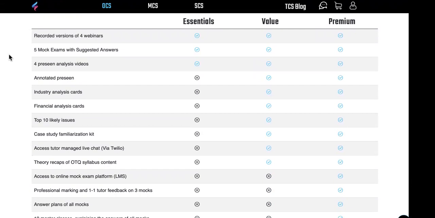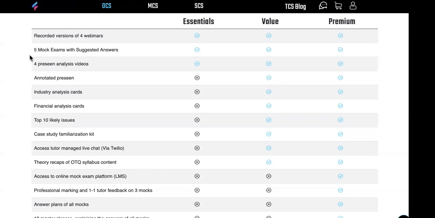So if you are a student who is coming through the CIMA general route, that means that you have done your OTQ exams pertaining to P1, F1, and E1. And if you had aced your OTQ exams, if you have gotten really good marks without failing any of them, then this is all you need to have access to in order to pass your OCS exam. Because you know your theory, if you go through the 4 pre-scene analysis videos, you'd have an in-depth understanding about the pre-scene document.